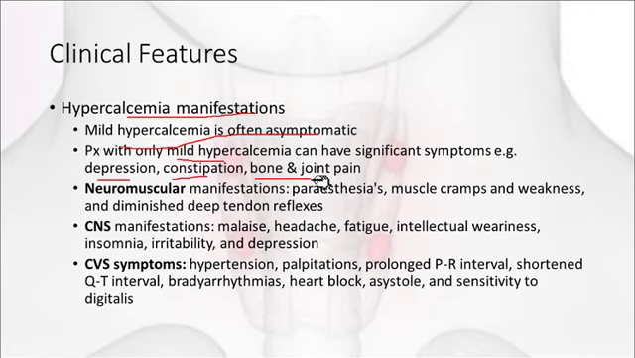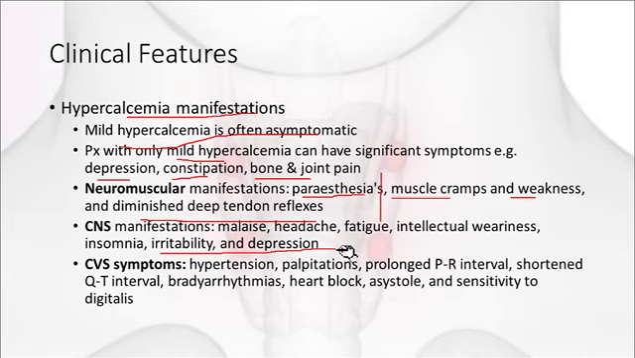Neuromuscular manifestations of this disease include paresthesias or tingling sensations, or alternatively neuropathy as it's sometimes called, muscular cramps, weakness, and diminished deep tendon reflexes. CNS manifestations over and above the depression will include malaise, headache, fatigue, intellectual weariness, insomnia, irritability, and depression.